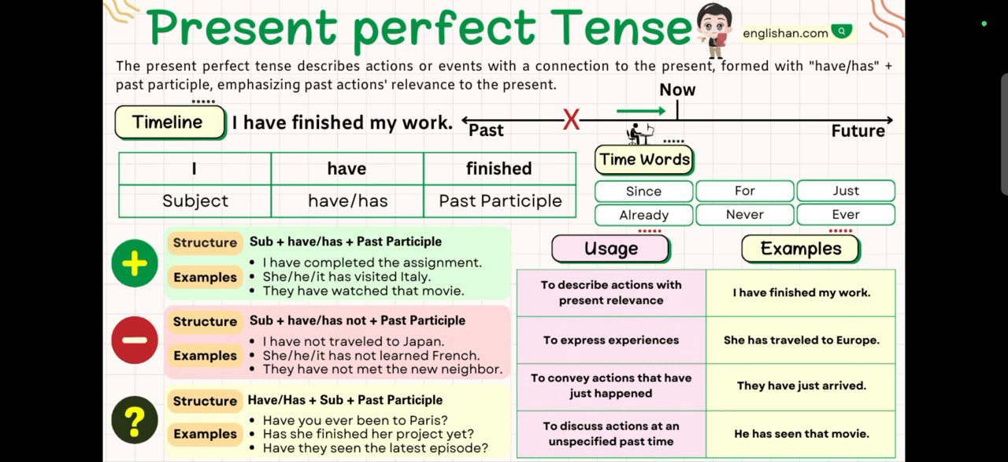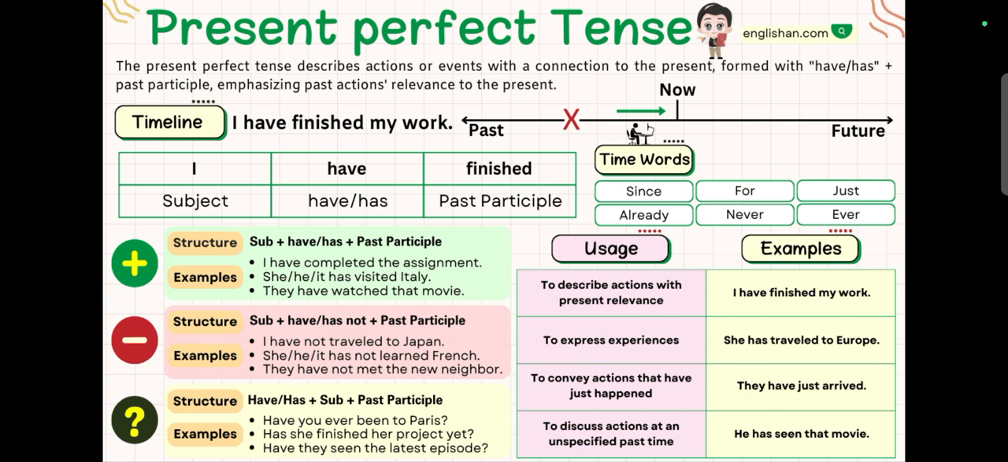And with this example we have in the column, I have finished, the structure given: subject, has/have, and past participle. Finished is the third form of the verb finish. We are using the third form of the main verb with has and have. So keep in mind and let's move.